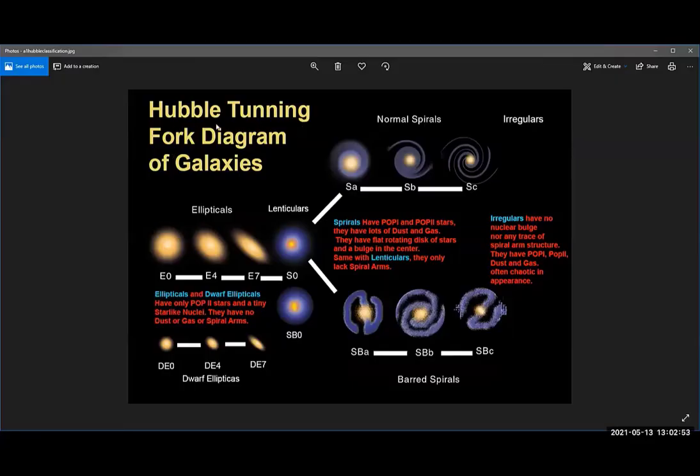This is called a Hubble tuning fork diagram. A tuning fork, if you play guitar, or any instrument that has to be tuned, like piano, you have a tuning fork. A tuning fork has got an arm. You grab it, hold it, and this is the tuning fork. So we call this the tuning fork diagram.